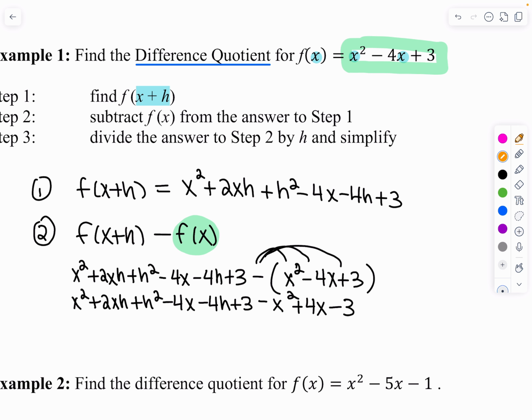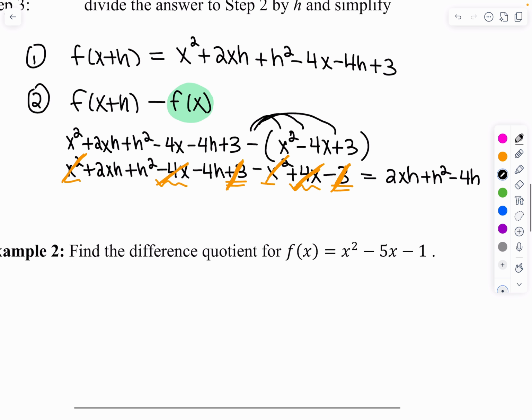We have some terms that are going to actually cancel. I have a positive x squared and a negative x squared, so I'm going to cross those out. I have a negative 4x and a positive 4x. I'm going to cross those out. And then I have a 3 and a negative 3, so I'm going to cross those out. Okay, so really our f of x plus h minus f of x comes down to 2xh plus h squared minus 4h, which is everything that we're left with after we cross out all the terms that canceled out.